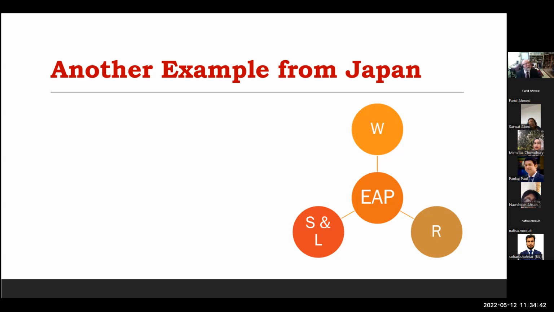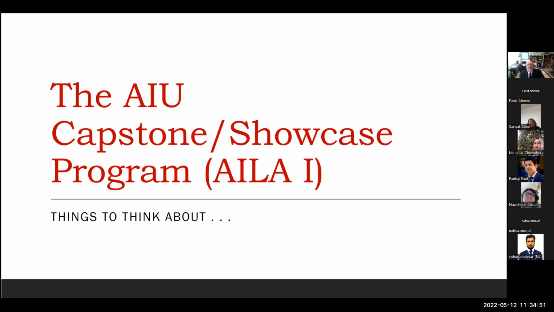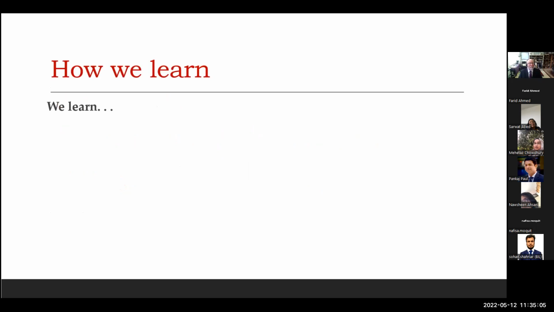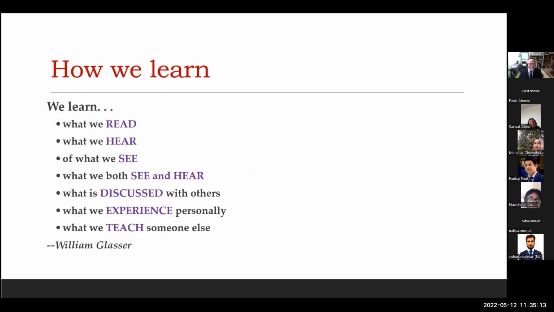And so, using Iterative Design, we developed something called the AIU Capstone or Showcase. Now it's become what we call ILA 1, which is Applied International Liberal Arts. It's the first project; we have four of them actually for Applied International Liberal Arts. But I had these things that I always tell them to think about. And this is kind of how I introduce ILA to the kids. That we learn, of course, as William Glasser identified, through a lot of different ways, okay? We learn what we read, what we hear, what we see and hear, what we discuss, experience, and teach.